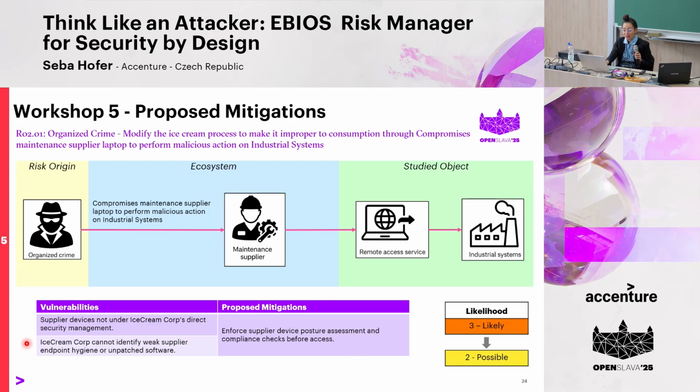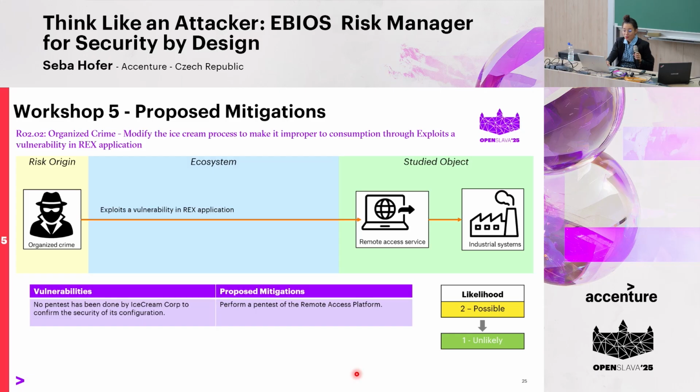So here, we go back to each of the scenarios we have seen before. First, the organized crime that compromises the maintenance supplier laptop. What we propose is that they enforce supplier device posture assessment and compliance checks before access. Basically, they install some kind of software on supplier laptops that checks that patches are installed and this kind of thing, to have better security.